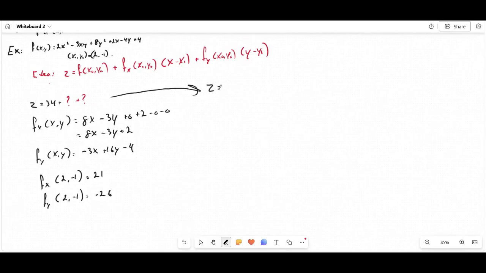We start off at 34. We go up at a rate of 21 in the X direction. We've got to remember, don't forget, X starts at 2. And we want to go down at a rate of 26 in the Y direction, I'm going to just put +1. We're done.